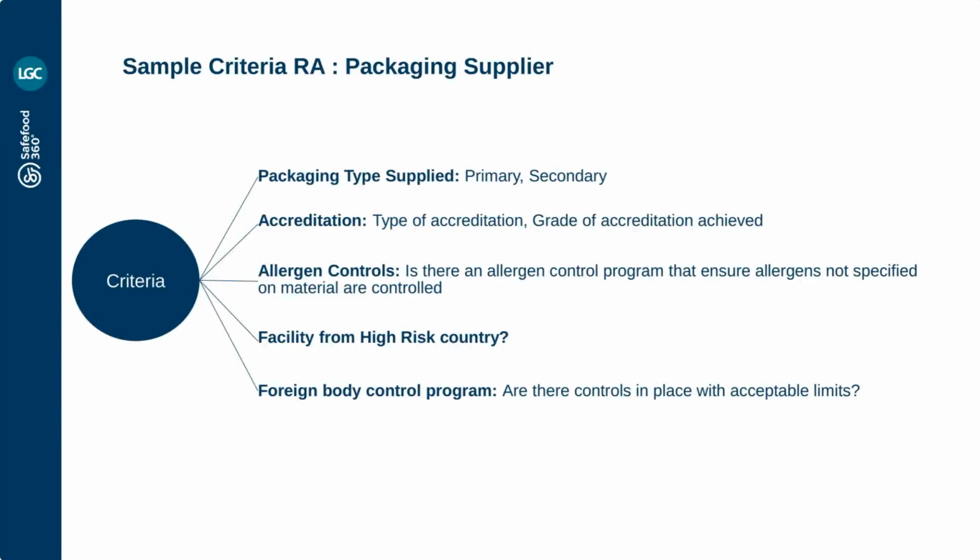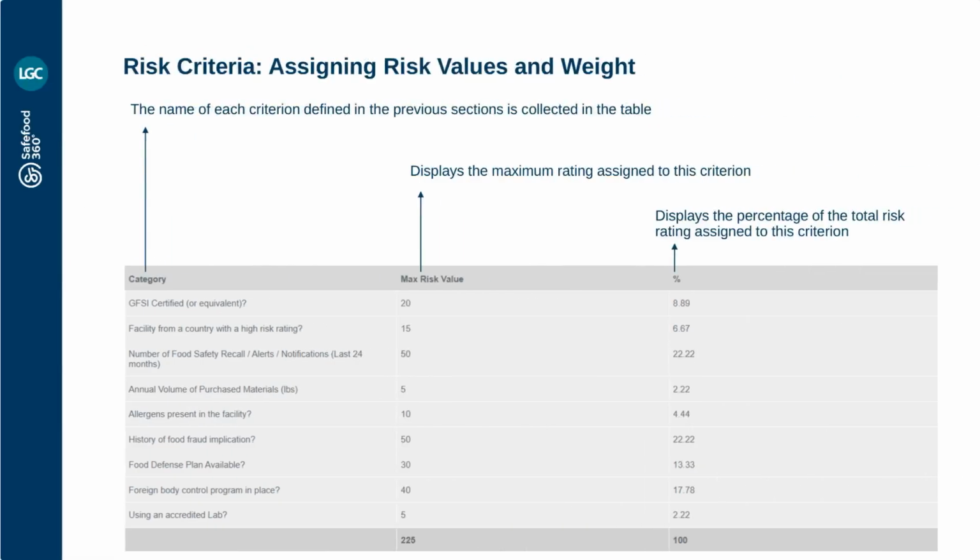For a packaging supplier, pretty simple here. We just want to look at what the packaging type is. Is it a primary or secondary type packaging? Are they accredited, what type of accreditation do they have, and what was the grade that they had achieved? Do they have allergen programs in place, and is that facility located in a high-risk country? And then are controls in place for foreign body control again, with acceptable limits defined?